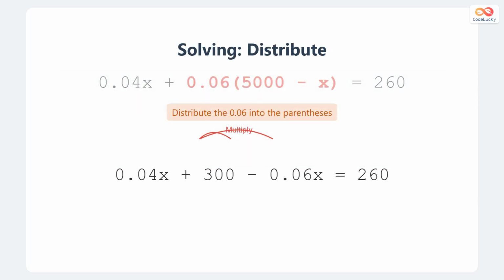To solve this, first we need to get rid of the parentheses. We distribute the 0.06 to both terms inside. 0.06 times 5,000 is 300, and 0.06 times negative x is negative 0.06x.